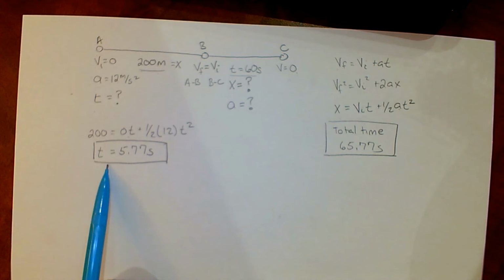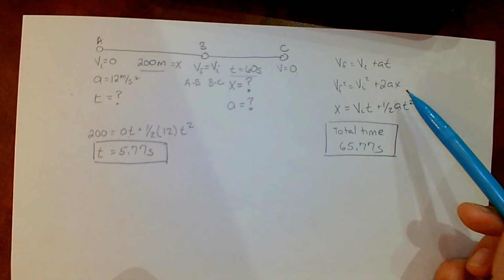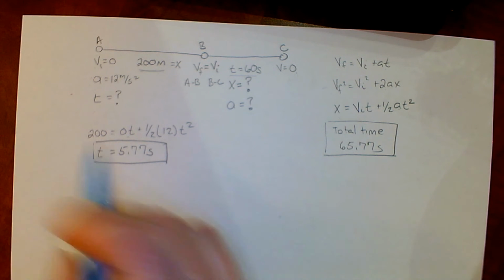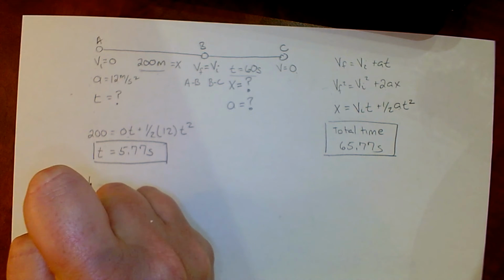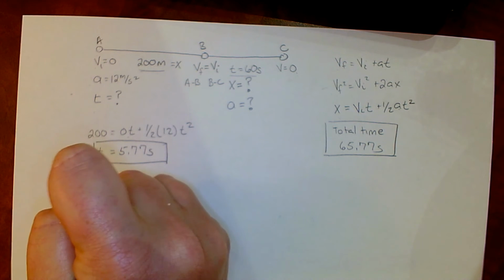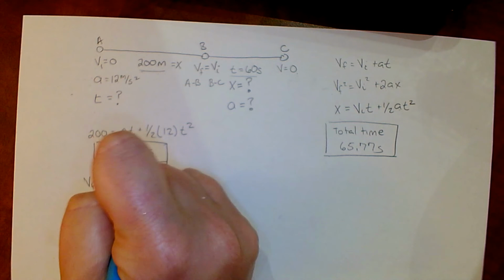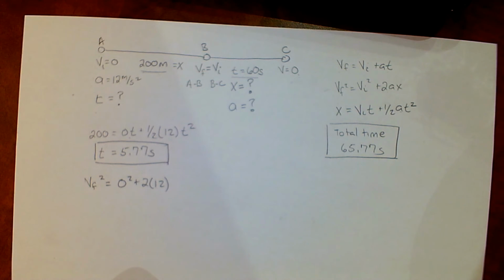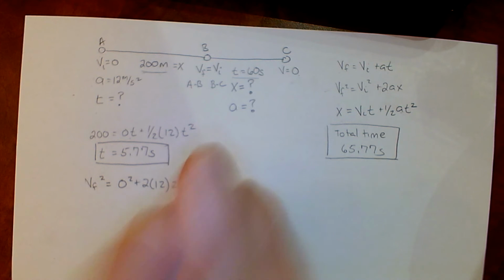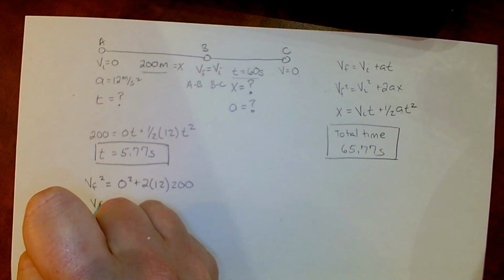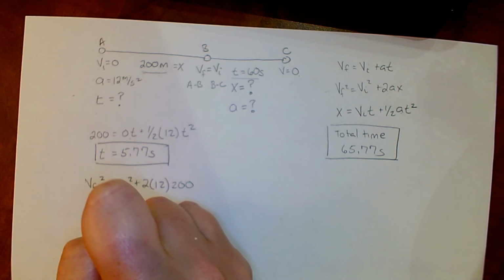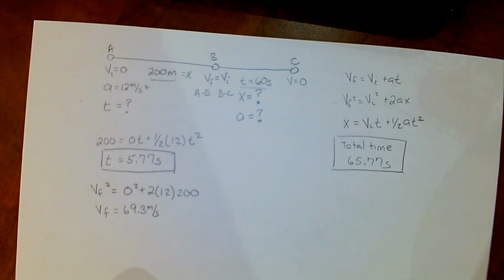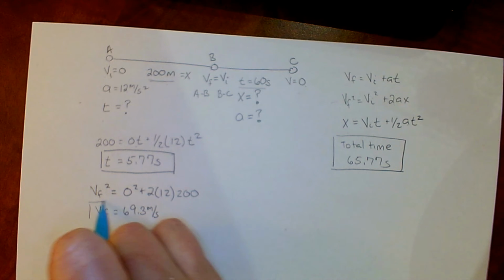And now that we have time, we can actually either choose to use the second one. Maybe you try to use the first one and make sure we get the same answer. Vf squared equals 0 squared plus 2 times 12 times 200. And when you do that, you get velocity final equals 69.3 meters per second. And that becomes our initial velocity from B to C.